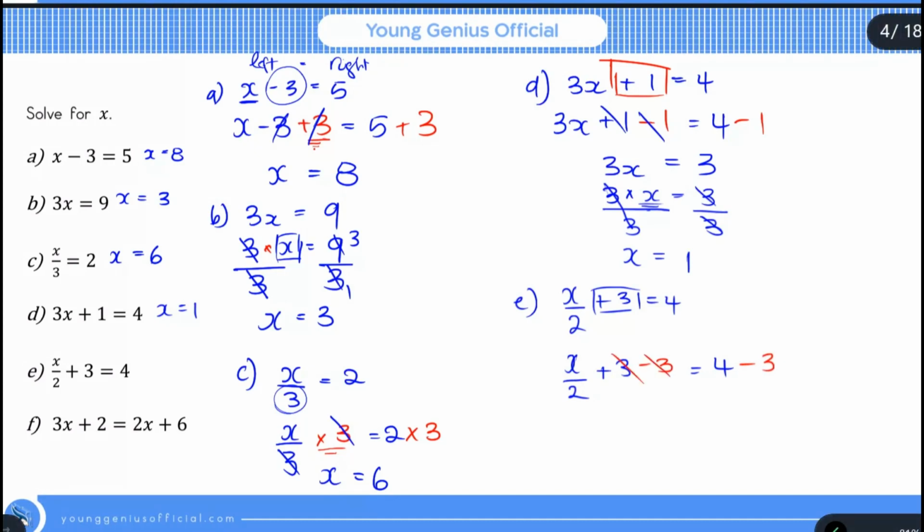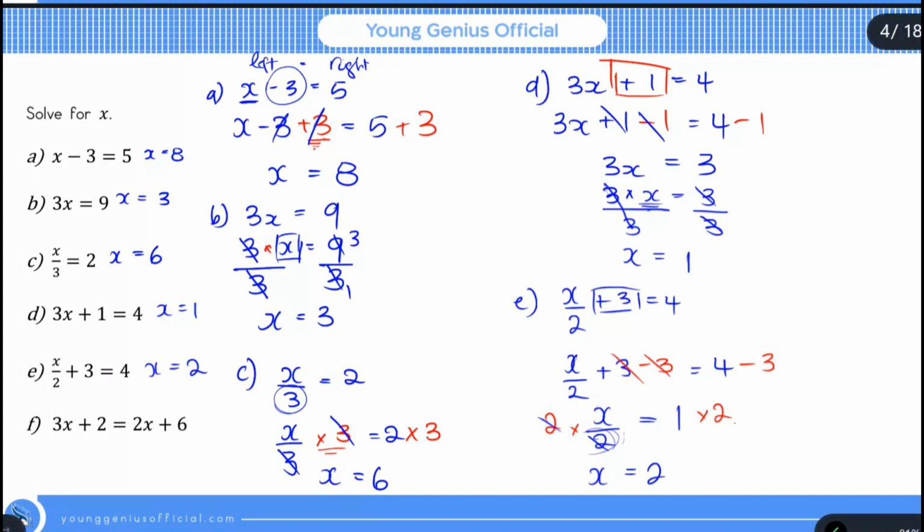These cancel each other out, and we've reduced to x over 2, or x divided by 2, is equal to 4 minus 3, which is 1. And so in order to get rid of this 2, x over 2 is the same as x divided by 2, so it's easier to multiply by 2, or we should just multiply by 2. And 2 will cancel 2, leaving us with x being equal to 1 multiplied by 2, which is 2. So x here is equal to 2.